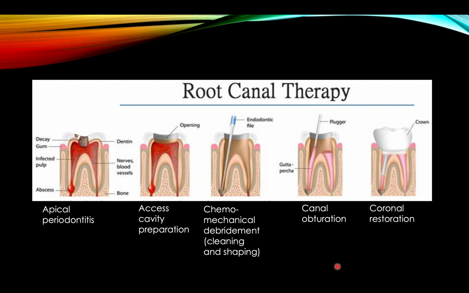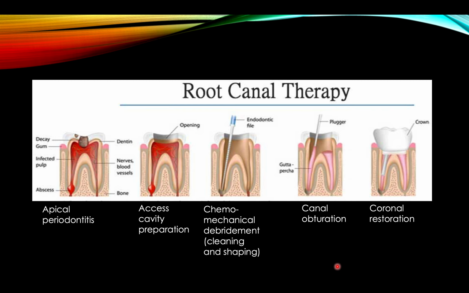So in endodontics, the disease that we're fighting against, we aim to prevent and we want to treat is apical periodontitis. Apical periodontitis means inflammation of the periodontal tissues around the apex of the root. And the cause of apical periodontitis is bacteria, that's coming mainly from the pulp space.